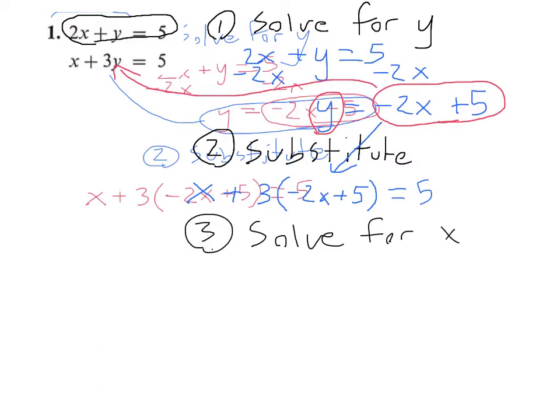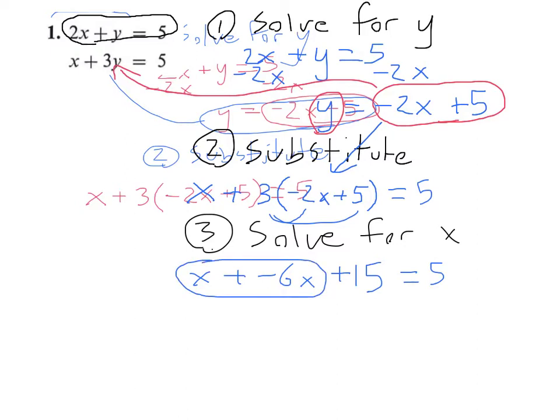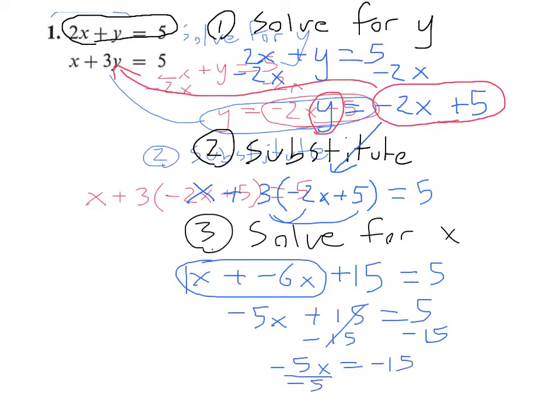Alright, so we get x plus, I'm just going to distribute, so we get negative 6x plus 15 equals 5. Okay, so just combining these first two since they're like terms. So 1x plus negative 6x is negative 5x plus 15 equals 5. Subtract the 15 from both sides, and we get negative 5x equals negative 10. Divide both sides by negative 5.